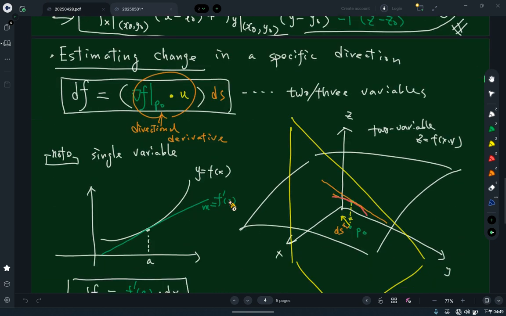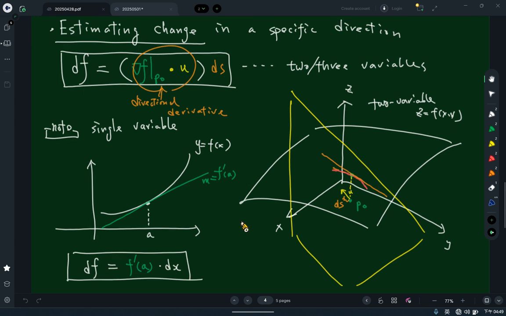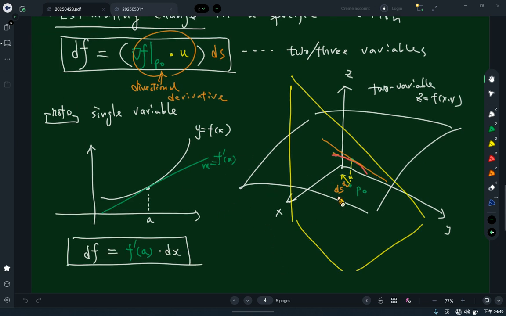Okay. Then we also learned another application of the gradient vector. We use the gradient vector to get the directional derivative. Then we can estimate the change in some specific direction. If you cannot understand the concept, you can review what you learned for single variable. The change in f can be calculated by the derivative at a certain point times a small change in x.